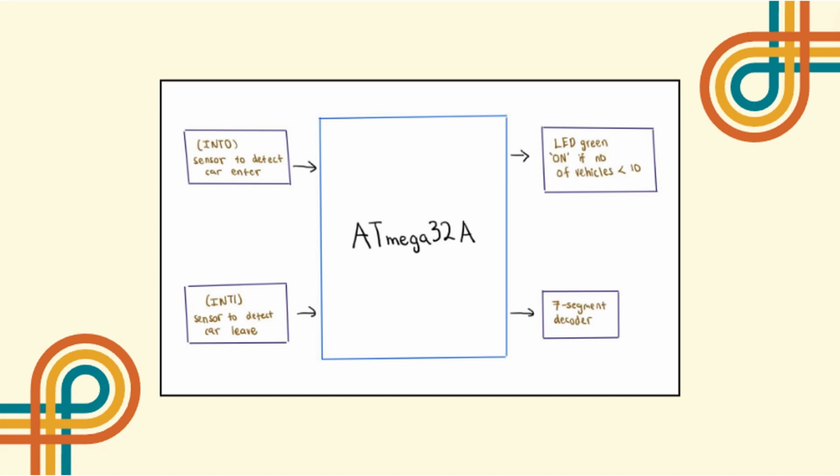The outputs for the system are a green LED and a 7-segment decoder. The green LED will turn on when the number of cars is less than 10. The 7-segment decoder will display the number of vehicles, but if the number of vehicles exceeds 9, it will display full with some delay.